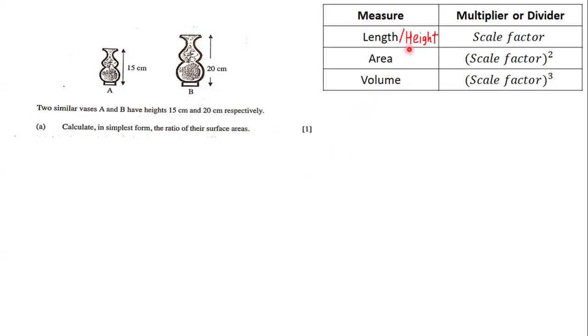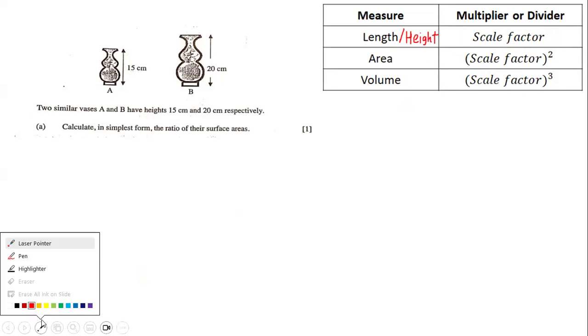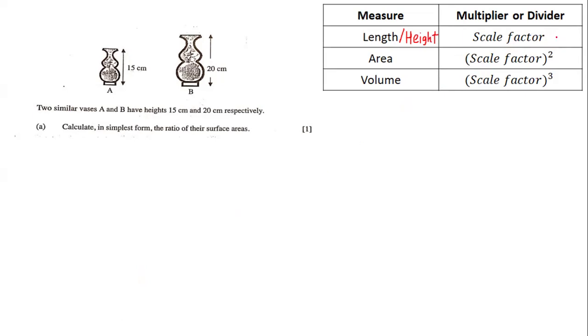This tells us that if we have the length or the height scale factor, all we need to do in order to find the area scale factor is take the height or length scale factor and raise it to the power of 2. All right? But here they want us to figure out what is the ratio of their surface areas.